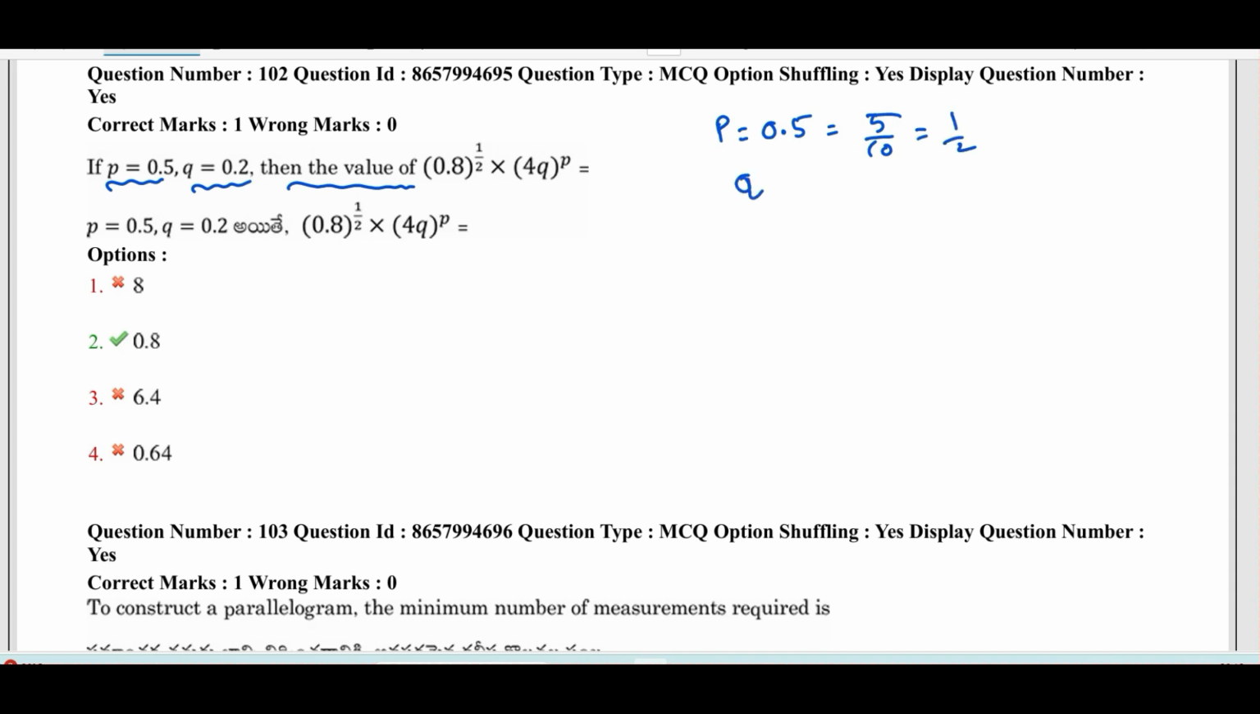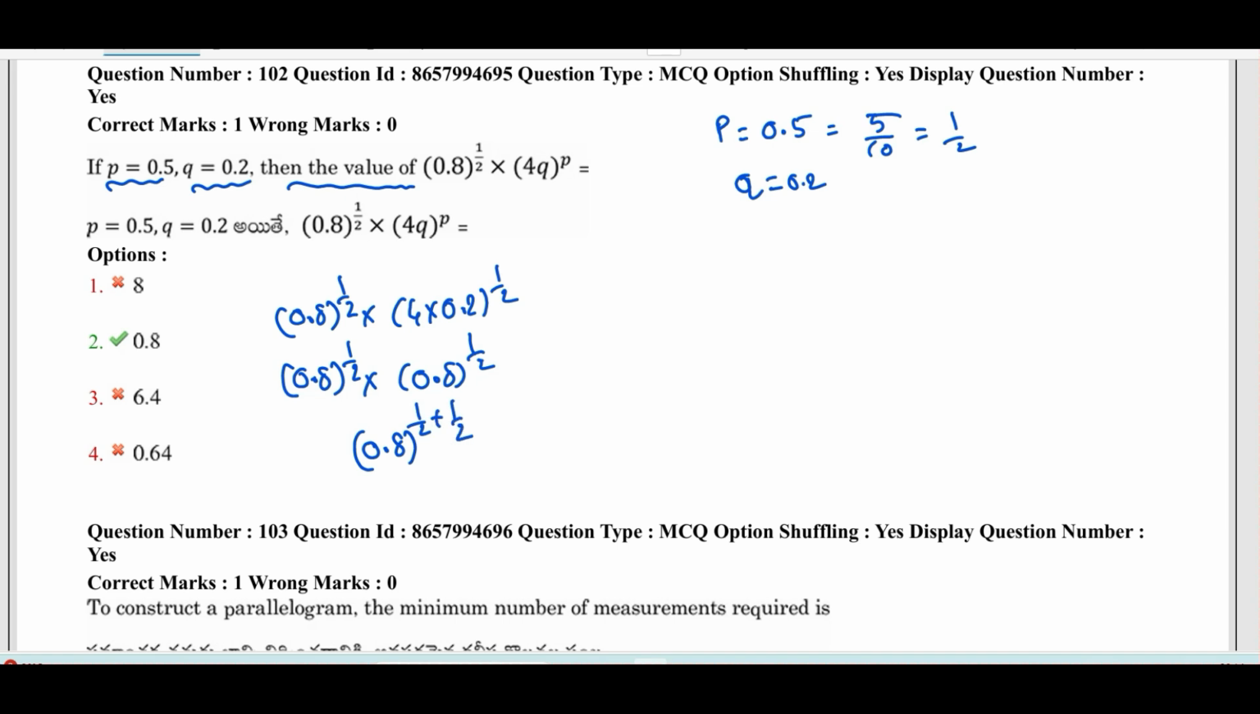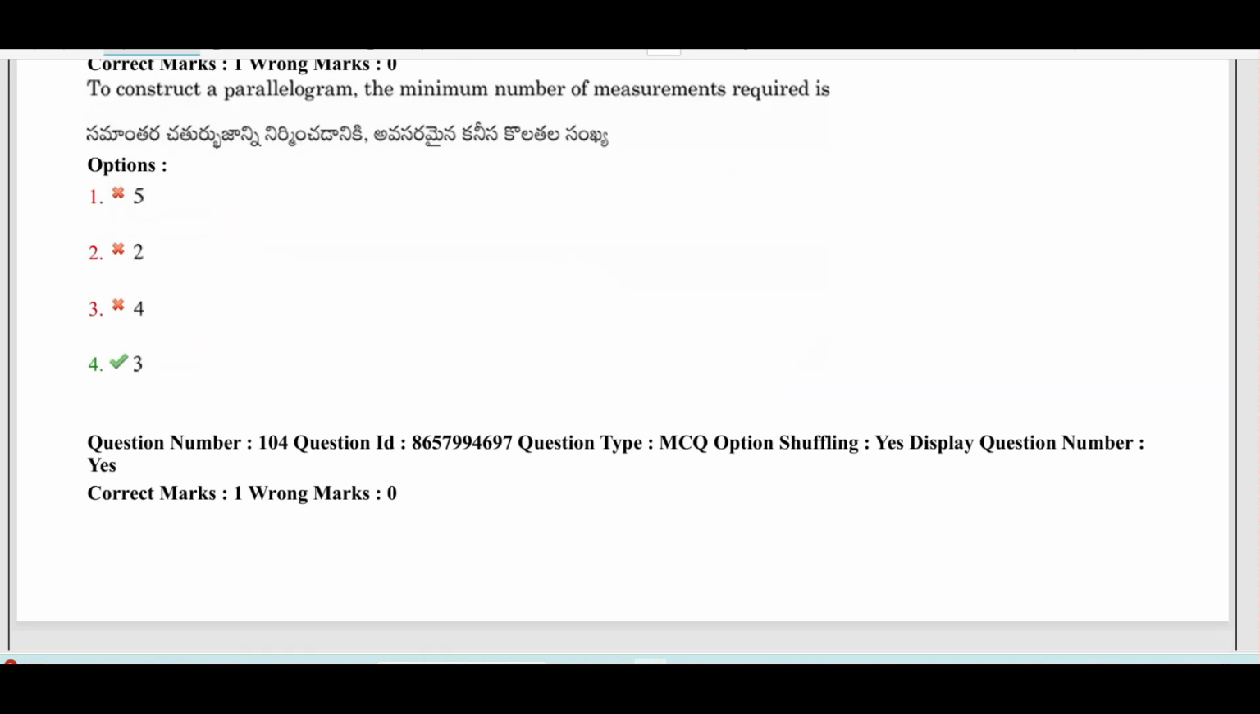Then the Q value is given as 0.2. If I substitute, it is 0.8 whole to the power of 1 by 2 into 4 into 0.2 whole to the power of P, which means 1 by 2. So 0.8 to the power of 1 by 2 into 4 into 0.2 is again 0.8 whole to the power of 1 by 2. That means 0.8 to the power of 1 by 2 into 0.8 to the power of 1 by 2 is 0.8 to the power of 1 by 2 plus 1 by 2, that is 0.8 to the power of 1. By observing the answer options, we can select the second option as the correct one. Let us see the next question.